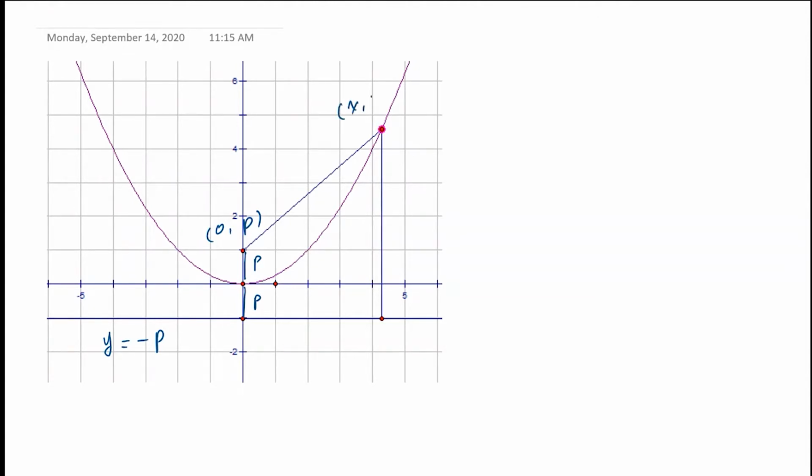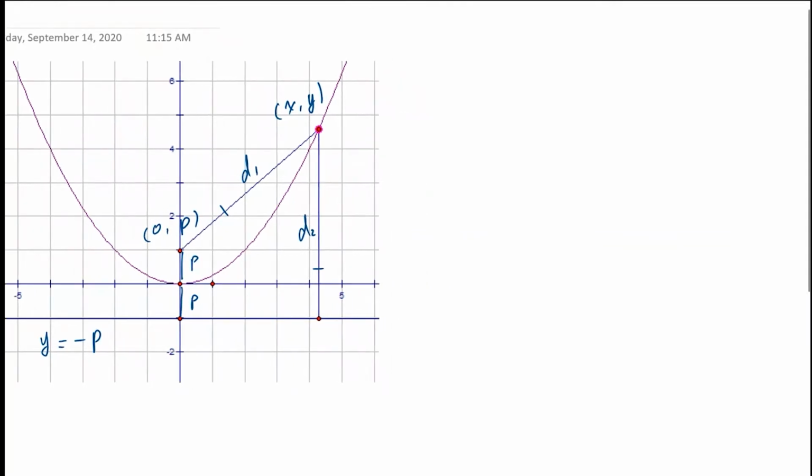And then we'll call this x and y, the coordinate point. Then by the definition, this is a congruent line to this, so I'm going to call this d1 and I'm going to call this d2. Now, by definition, d1 is equal to d2. Okay, distance formula now, square root. So d1 is the square root of (x minus 0) squared plus (y minus p) squared.